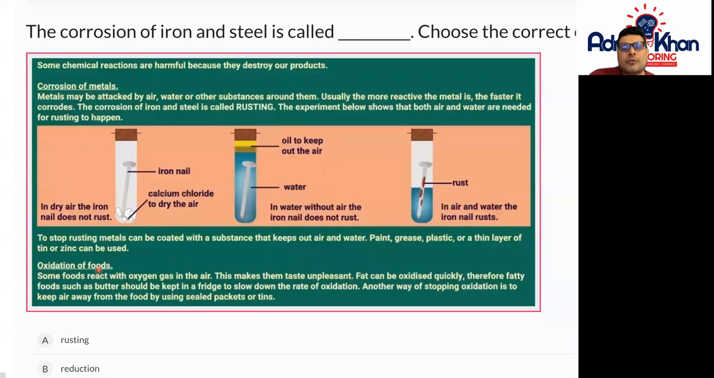So oxidation of foods. So some foods react with oxygen gas in the air. This makes them taste unpleasant. Fat can be oxidized quickly. Therefore, fatty foods such as butter should be kept in a fridge to slow down the rate of oxidation. Another way of stopping oxidation is to keep air away from the food by using sealed packets or tins.